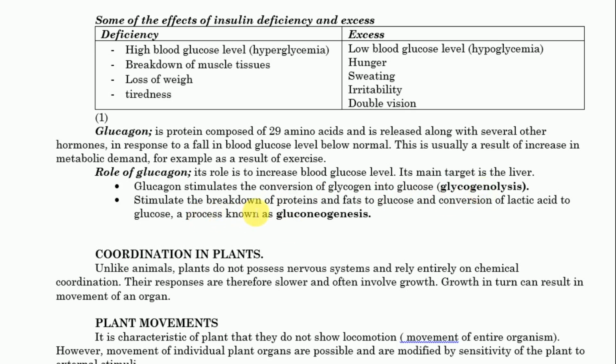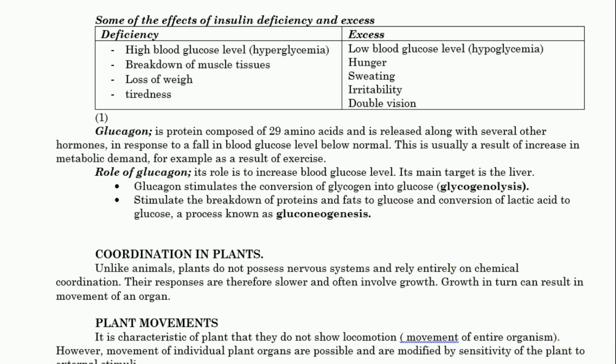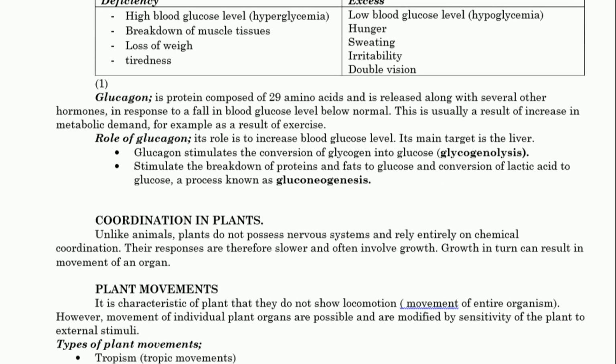And it stimulates breakdown of protein and fat to glucose and the conversion of lactic acid to glucose, a process known as gluconeogenesis. So glycogenolysis means glycogen lysis. We are breaking down glycogen into glucose. And gluconeogenesis means production of glucose from non-carbohydrate materials, as I told you before.